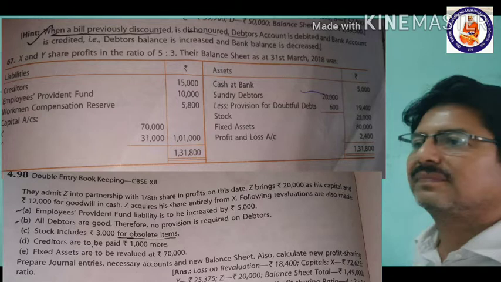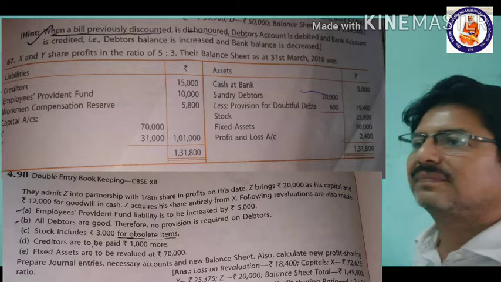Then comes, next is stock included 3,000 for obsolete items, means outdated it has become. Then creditors to be paid rupees 1,000 more. Creditors are increased here. Then E, fixed assets are to be revalued at 70,000. Means value has gone down by 10,000. Prepare journal entries, necessary accounts and new balance sheet. And we have to calculate the new profit sharing ratio.